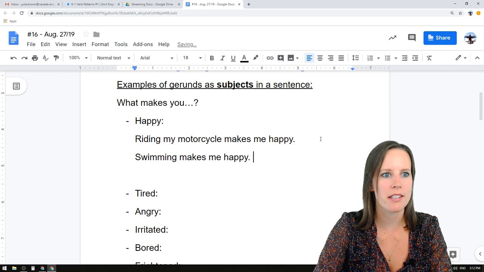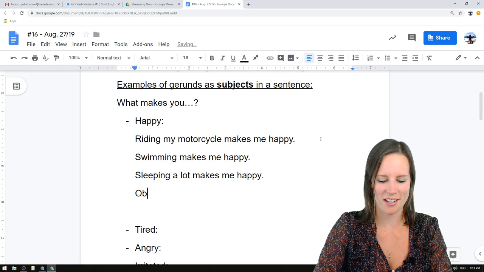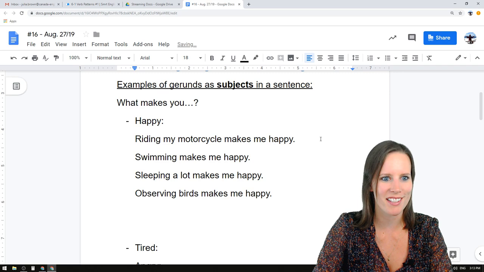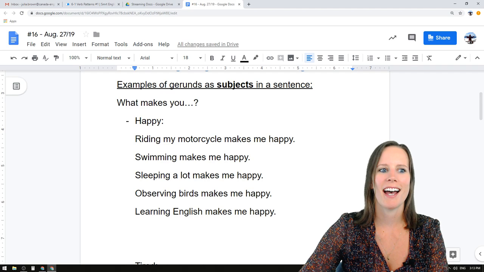Let's see more examples. Evan, sleeping a lot makes me happy. Good, good. Oh, nice, Jacqueline. You're a birder. That's awesome. I have a friend who likes birding as well. Observing birds makes me happy. Getting lots of good examples. Learning English, Lolly. Good. Learning English makes me happy. Ooh, not leaning, learning. And more examples. Haha, Mustafa, studying doesn't make you happy.